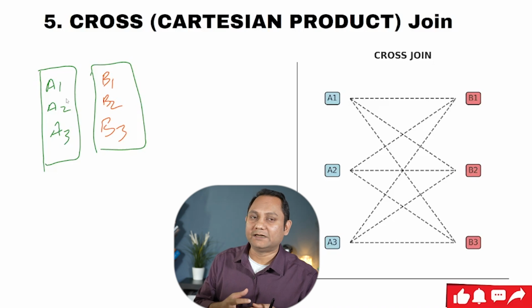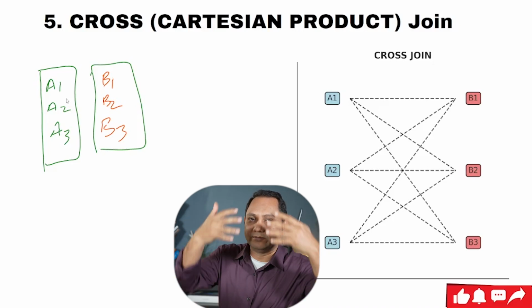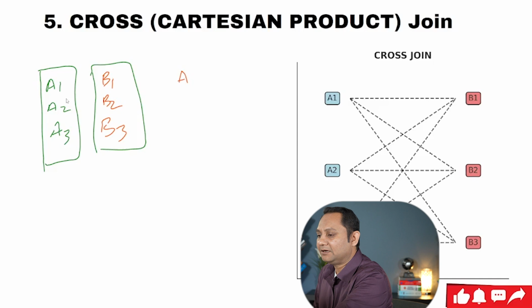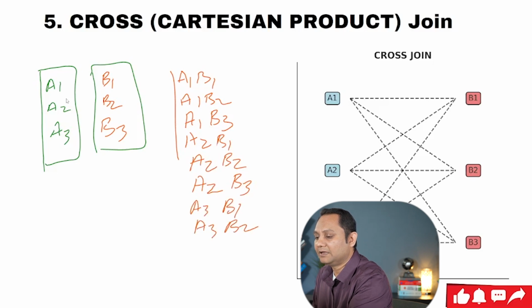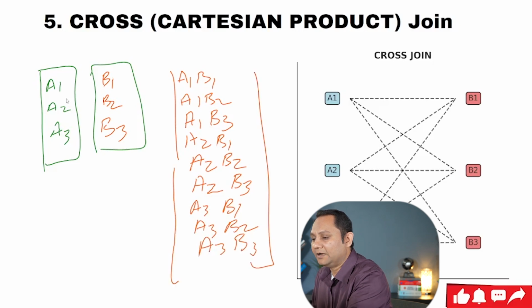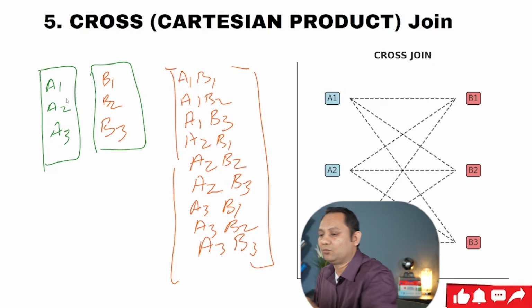All it will do is take all the records of those two tables and, for every A1, create a B1. So it will create A1 B1, A1 B2, A1 B3, then A2 B1, A2 B2, A2 B3, and it will have A3 B1, A3 B2, and A3 B3. So you will have a total of 9 records. This is what your output will look like.